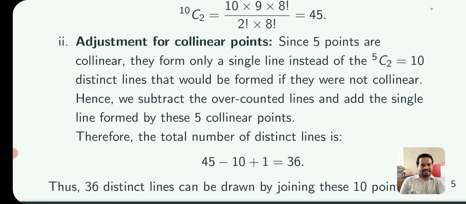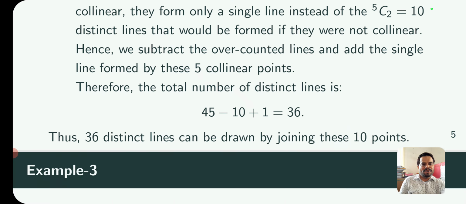Therefore, the total number of distinct lines is: total possible lines if no points were collinear, which we have already calculated, is 45, minus the 10 lines, since the 5 collinear points form a single line instead of 5C2 ways, which would be 10 distinct lines if they were not collinear. That's why we subtract it and add the one line. What is this line? All these 5 points are on this line. That's why we add it, and we get 36 distinct lines that can be drawn by joining these 10 points.